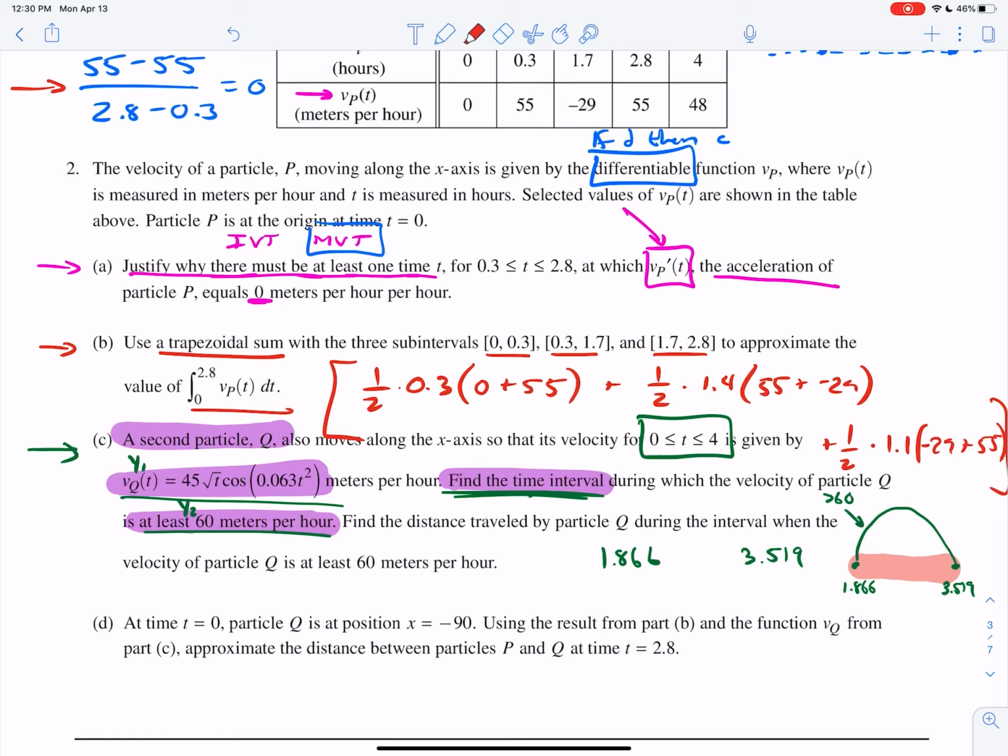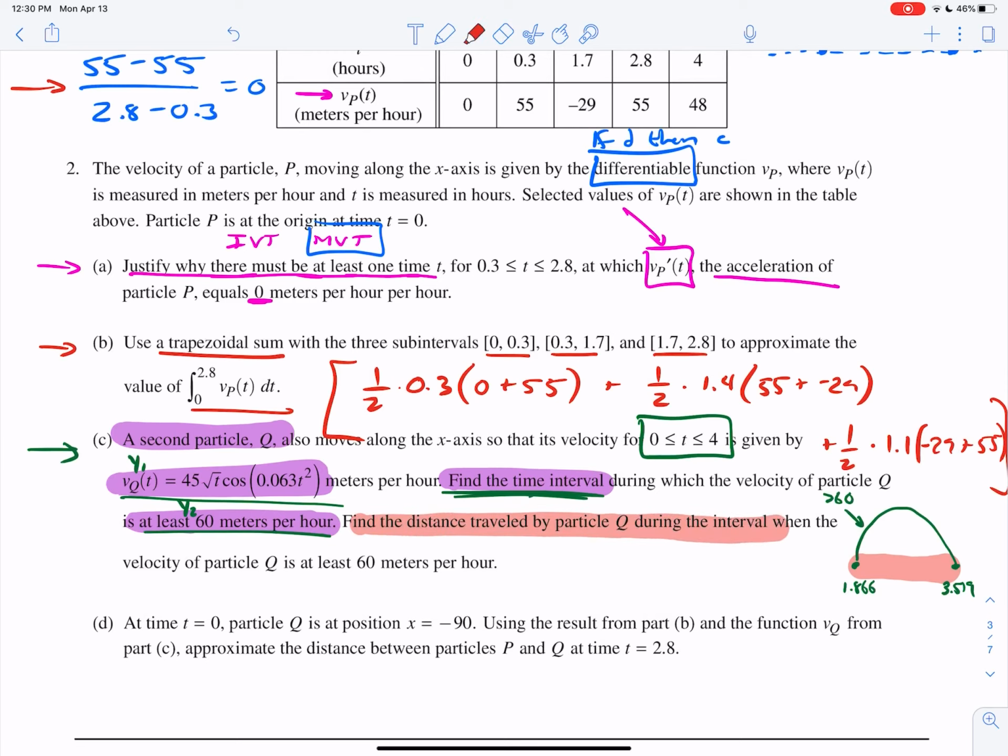So that's that. Here's the second part to this problem. We want to find the distance traveled during the time when it was at least 60 meters per hour. So do we know the time interval? We do. It's 1.866 to 3.519. How do we find the distance?